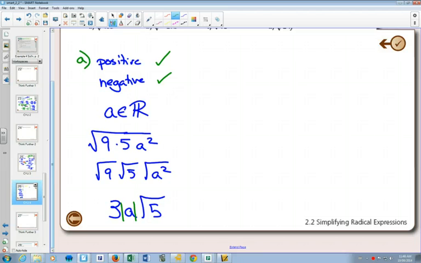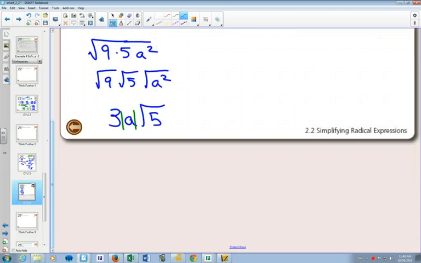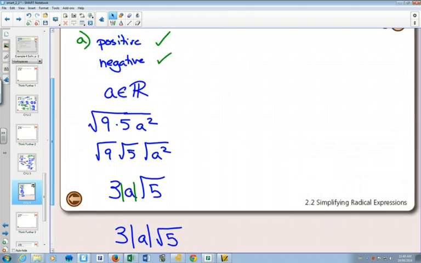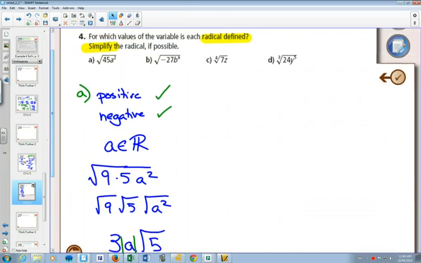So our final answer, when writing it, and for most things mathematically, people end up forgetting those absolute value bars. But that is the correct way to write it, because a could be a negative number, but when it gets pulled out in front, it's a positive number. Let's go to B.